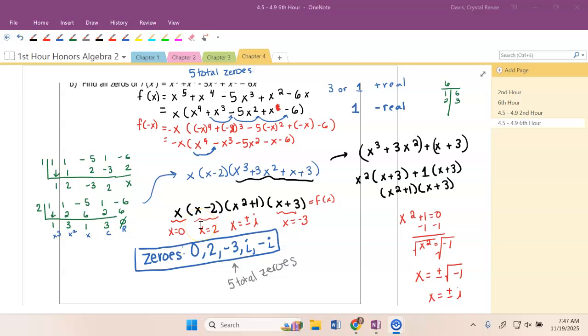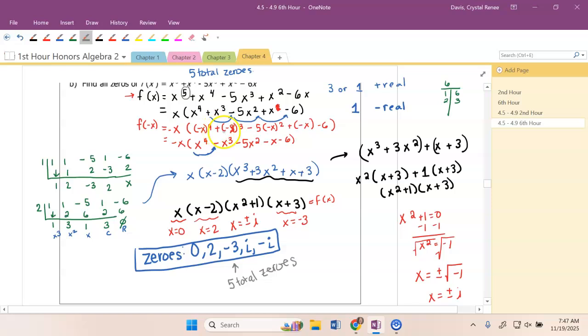So this is video number 3, and we left off where you were supposed to do this one on your own to see if you can come up with all the zeros. On my screen it kind of cut off, but here's our f of x. Clearly I can see that we should have 5 total zeros because the degree of this is 5.